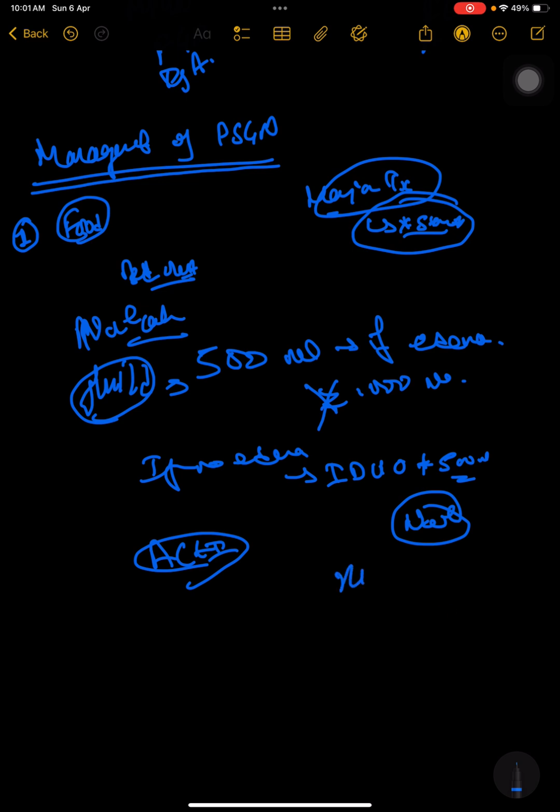Now, if there is hypertensive encephalopathy, go for nifedipine. So there can be a hypertensive urgency or emergency in this case. You have to treat it accordingly.